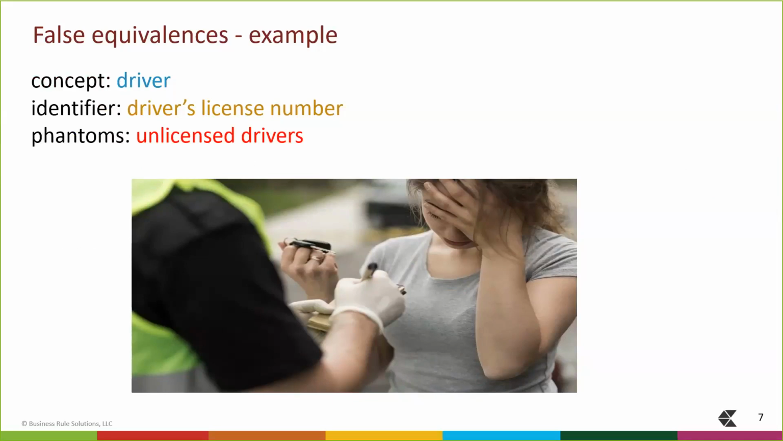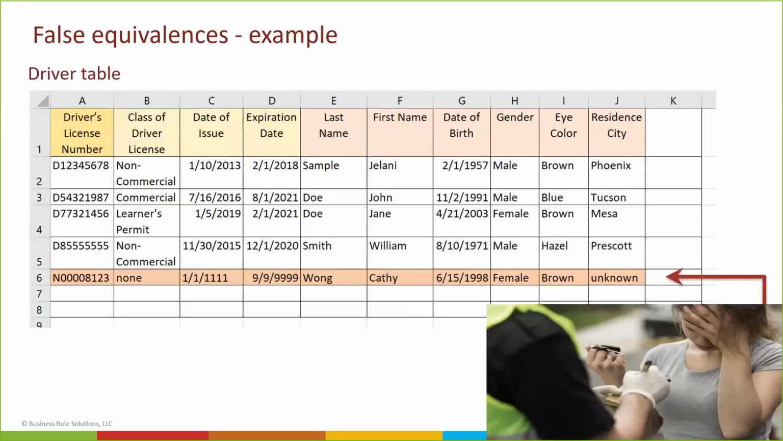and they become what I call phantoms. Now, how will you handle such phantoms in your data design? Let's take Miss Kathy Wong here. She drove without a driver's license, and unfortunately for her, she got caught. How will you handle Miss Wong in the false equivalence data design that we looked at?